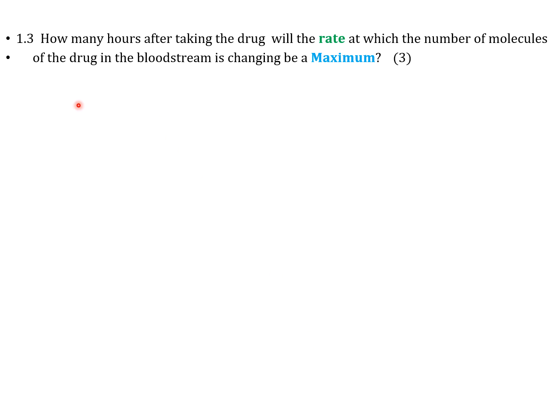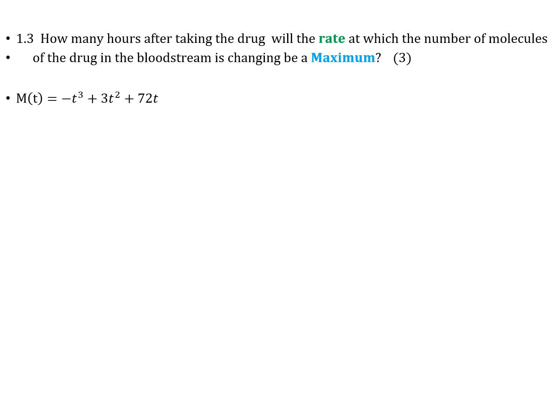Now, 1.3: how many hours after taking the drug will the rate at which the number of molecules of the drug in the bloodstream is changing be a maximum? When I see the word rate, first derivative. For it to be a maximum, I'm going to have to derive again and make it equal to 0. If I had said maximum rate, it simply would have meant first derivative equal to 0. But rate and maximum are not written next to each other, so first derivative, then second derivative.